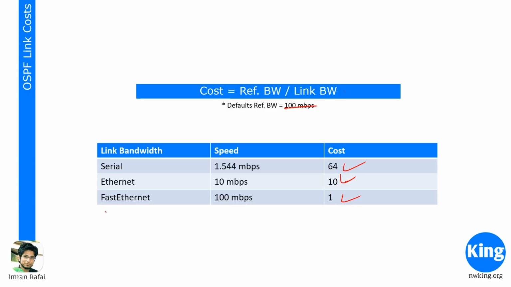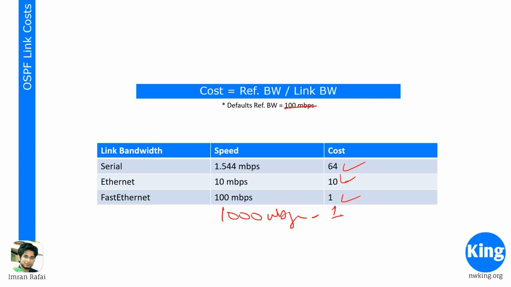Now, what about Gigabit Ethernet? If you have Gigabit Ethernet, you have 1000 Mbps, but according to this calculation, it will always be 1. Anything more than Fast Ethernet will by default be a cost of 1. There are no fractions or decimal points, right?